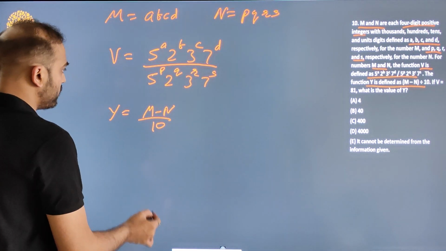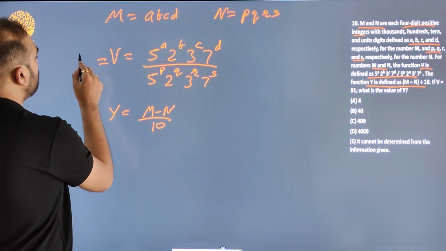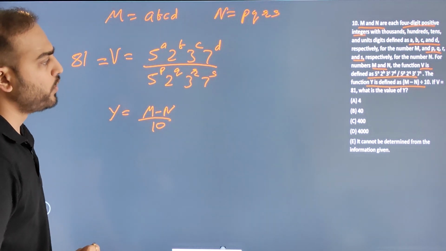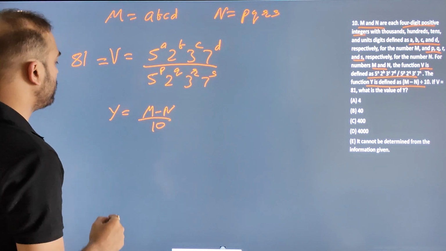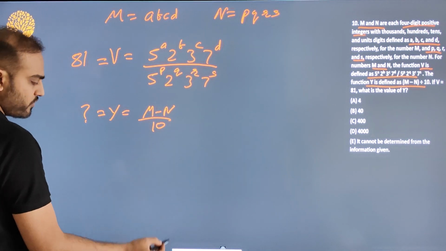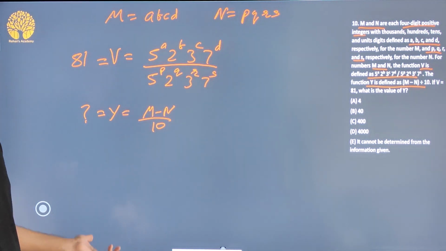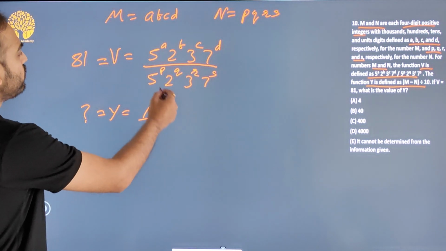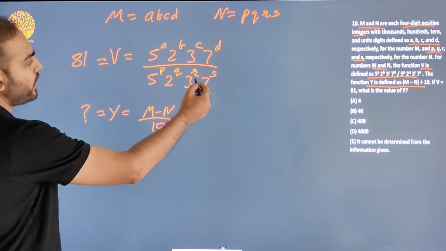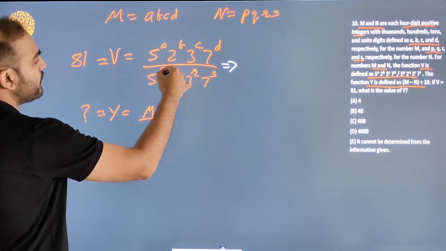Now V is 81. So we know V is 81. We have to find the value of Y. No problem. Again, it's just properties. Because 81 is given to me, I need to start from here.